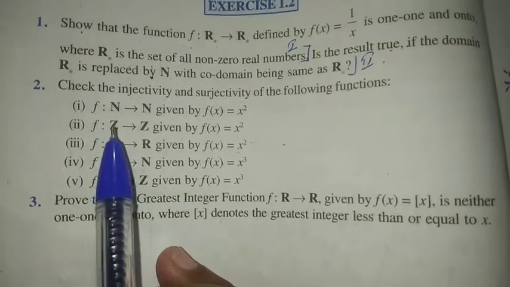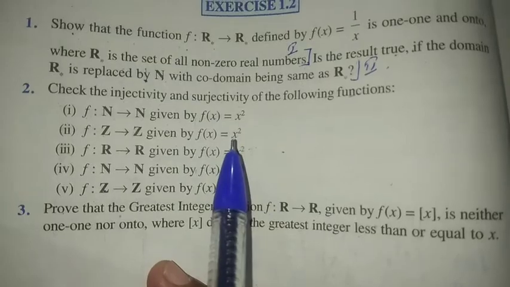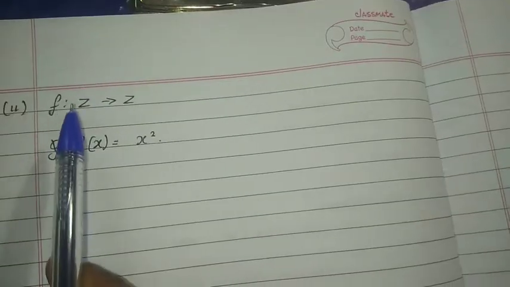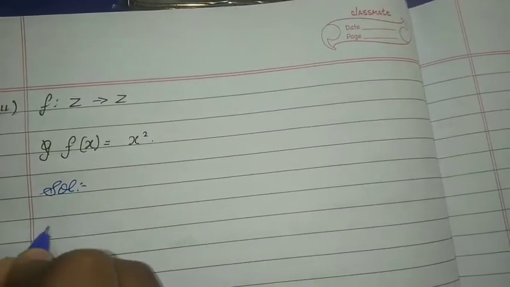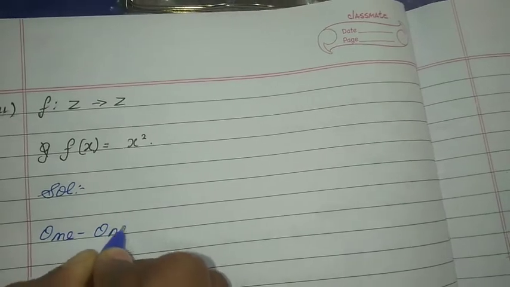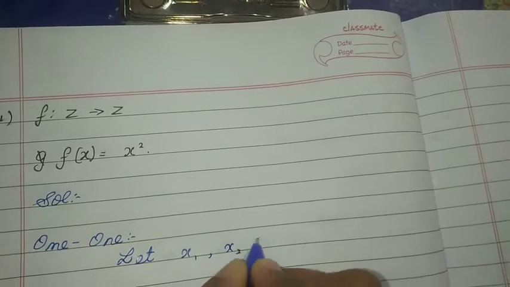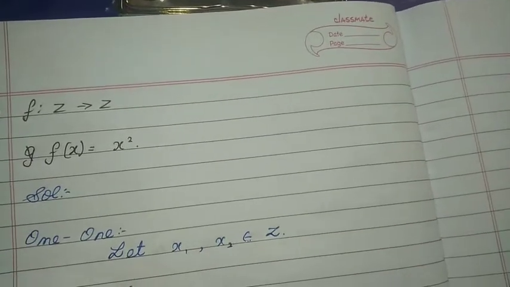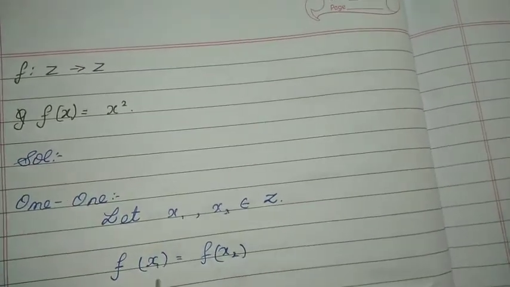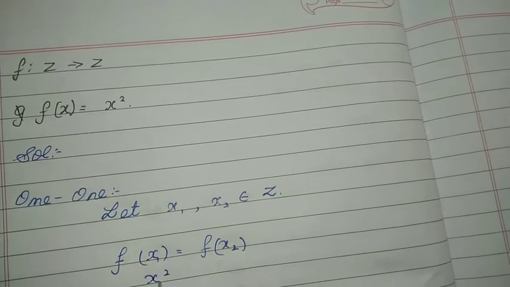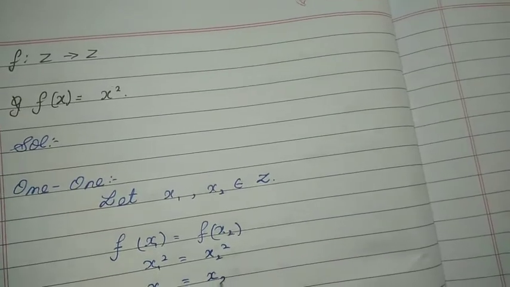Second subdivision, f from Z to Z, given by f of x is equal to x square. I have written function from Z to Z and given f of x. So solution, first one, 1 to 1. Let x1, x2 belong to Z. Therefore, I will say f of x1 is equal to f of x2. So what is f of x? x square. x1 square is equal to x2 square. So x1 is equal to x2.